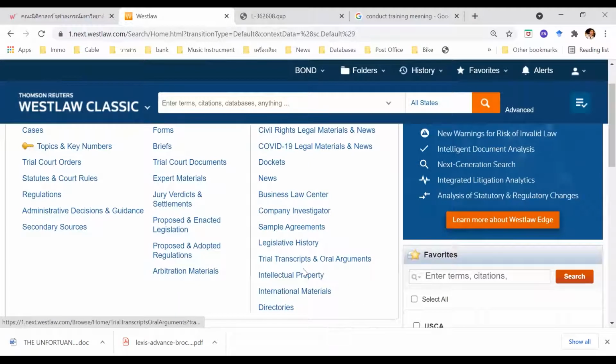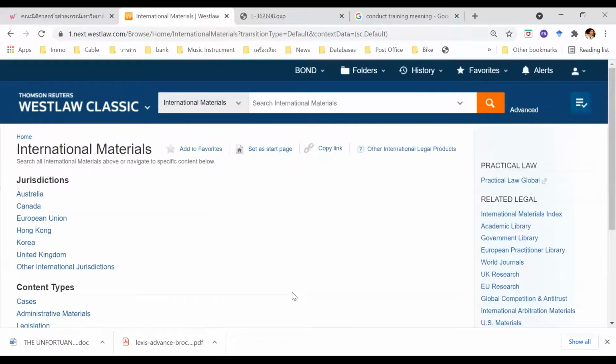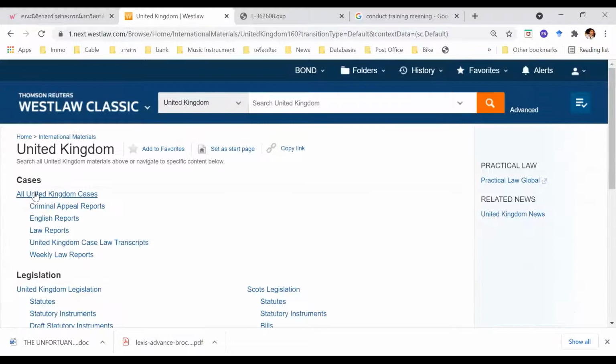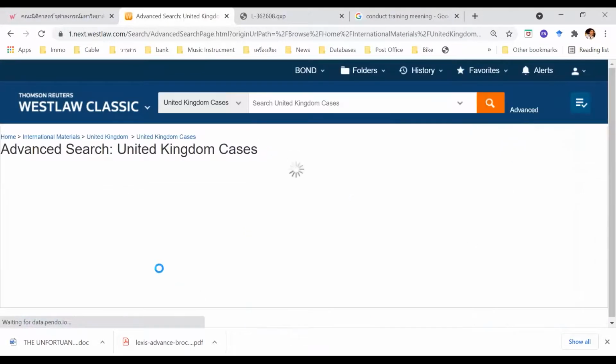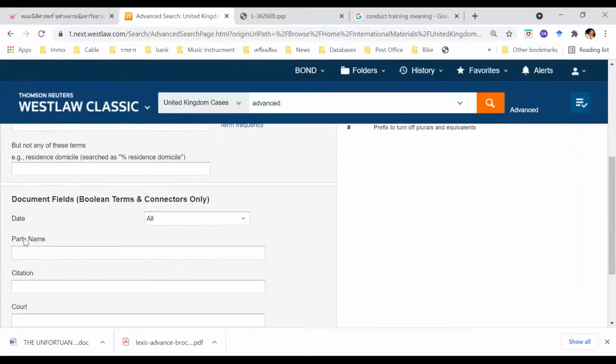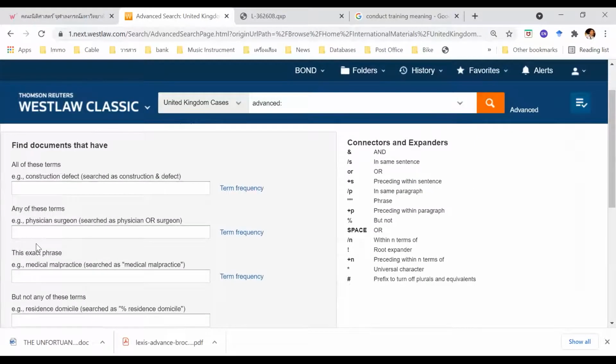Just come to International Material, and just select the country. Select the type of source, primary source or cases. And for the search method, just use the specific party name. Just use this one, party name. So this is what we call searching for cases.